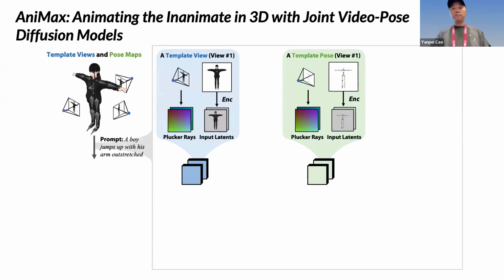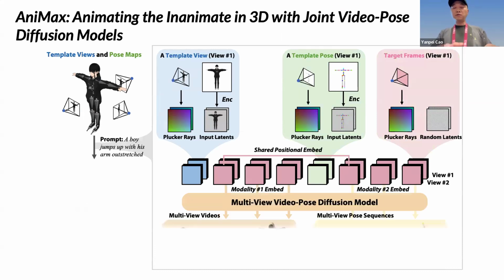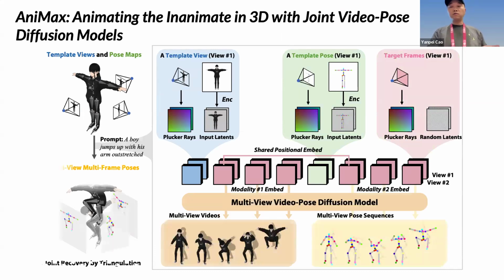And the core of Animax is a multi-view video pose diffusion model. The model is trained to simultaneously denoise two things for a given action. First, it generates a sequence of multi-view video frames showing that action, like generating videos from different angles. And second, the corresponding sequence of 2D joints for that exact same action. So this joint training provides critical complementary grounding. It gets information from both domains.